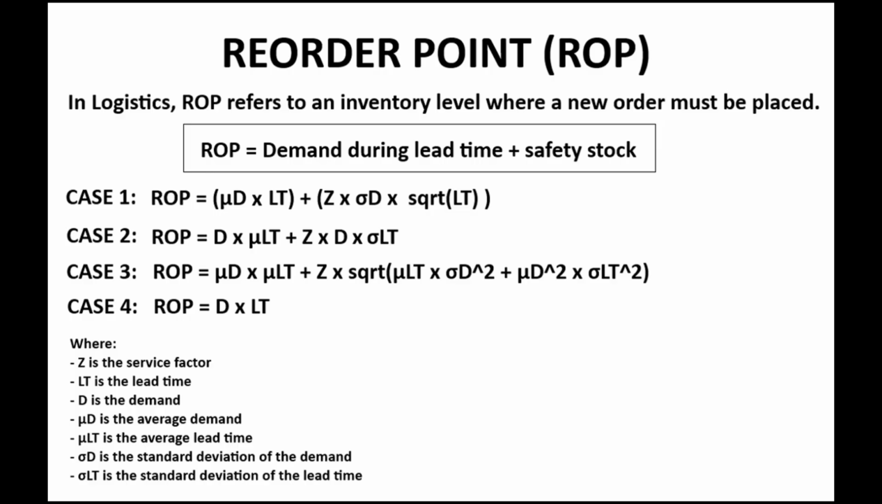However, there are specific cases where this formula is broken down into different ways of calculating ROP, and that depends on whether, for example, we have a constant demand or a demand that's constantly changing, or if our lead time is constant, or if our lead time is actually changing too. So depending on those cases, there's a specific formula that applies.